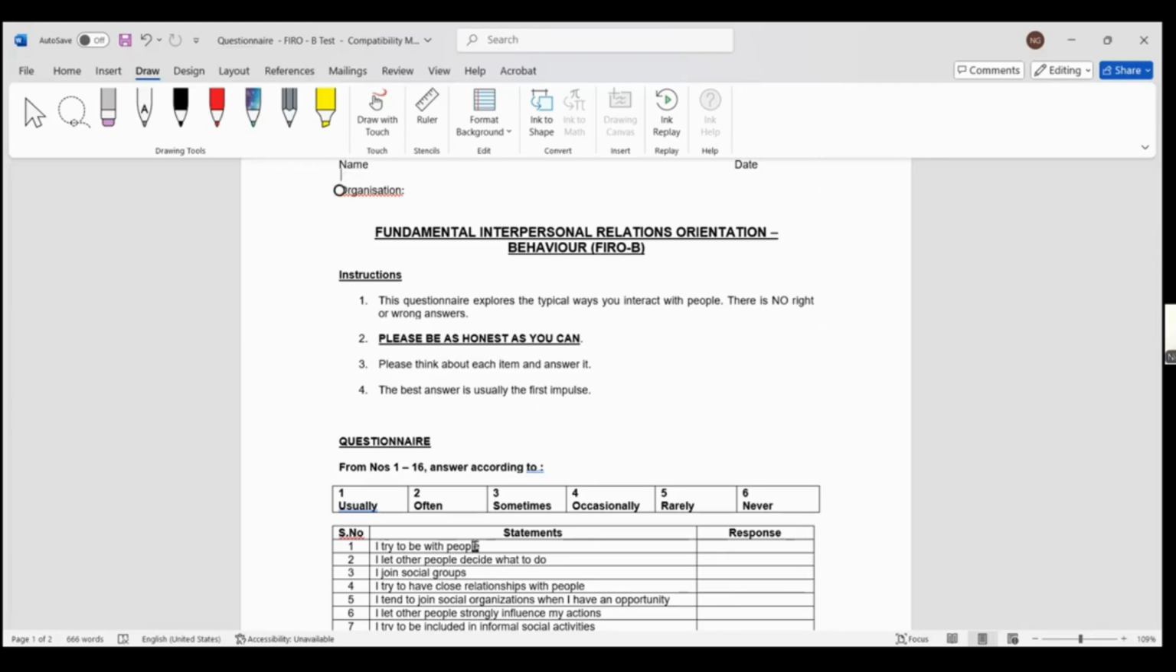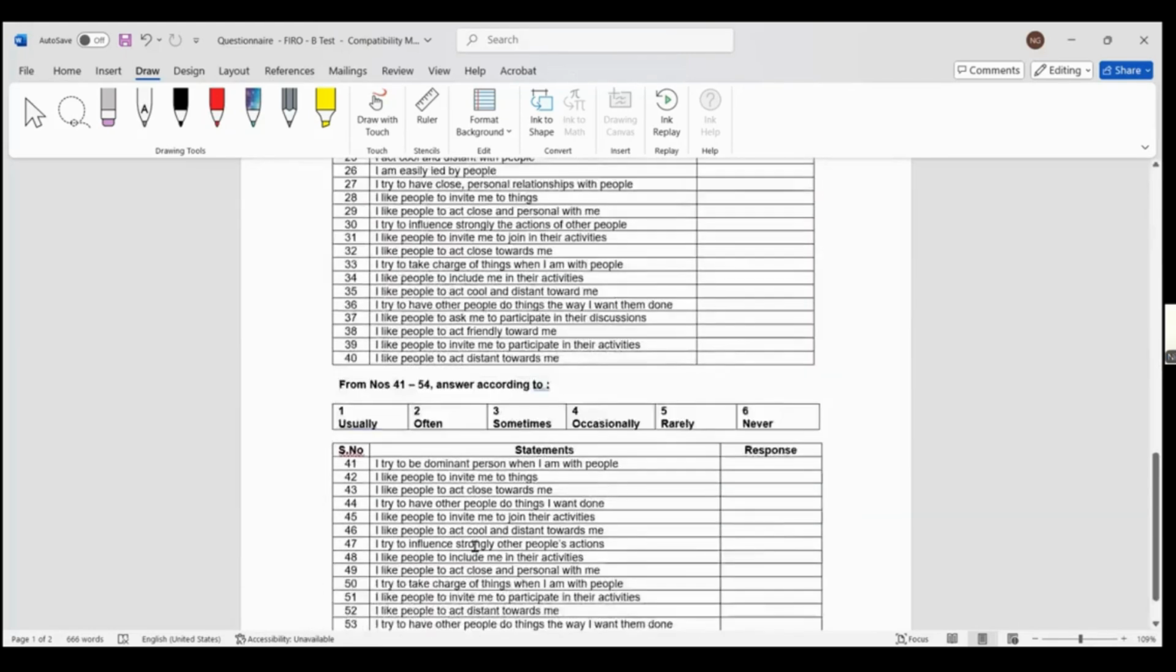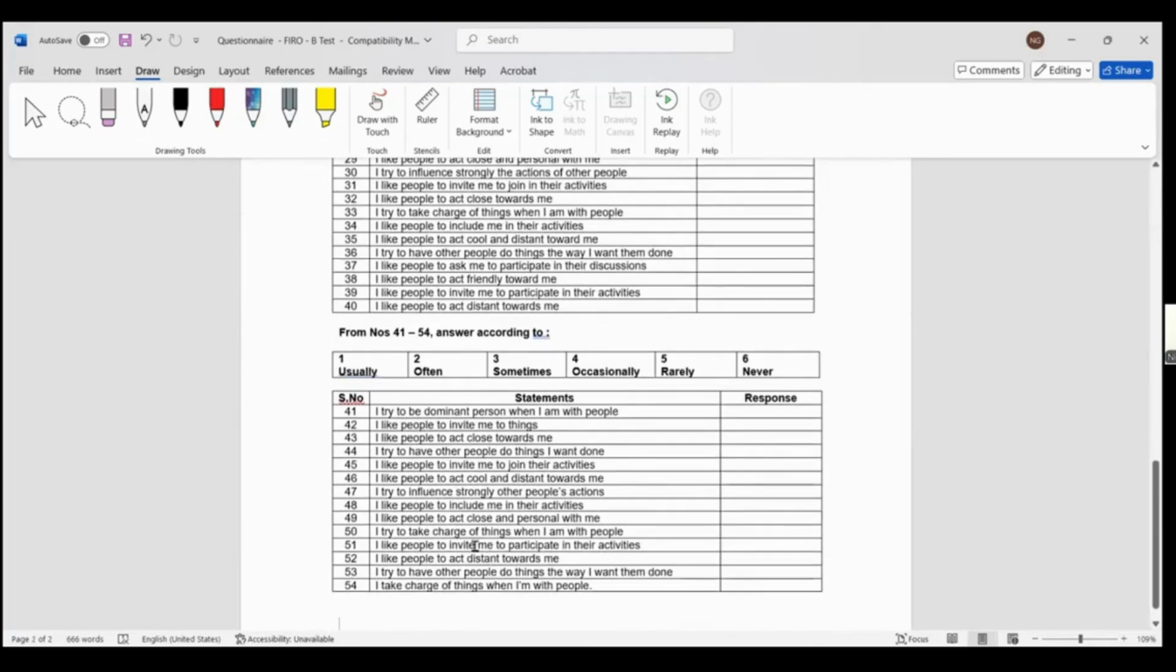I'll just do one more, the last one. I'll take question 54. These are not changeable. This is a standardized, off-the-shelf, validated predictability and reliability tool. Schutz did a lot of research and came out with this. It stands the test of time, let me tell you. Unless, of course, you are not honest. If you are not honest, then you won't get your correct score.